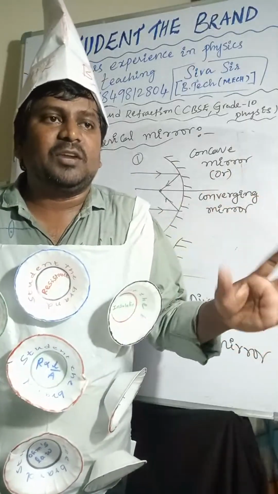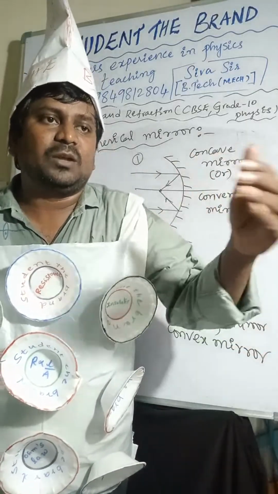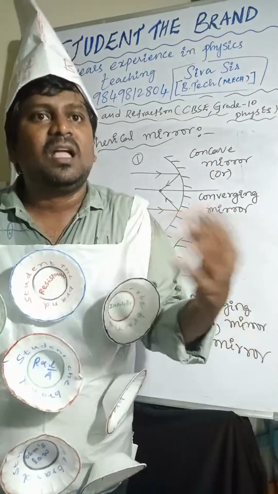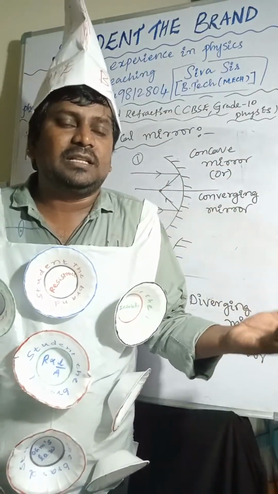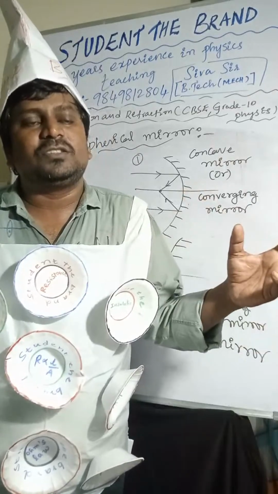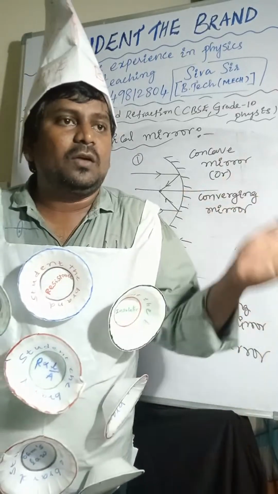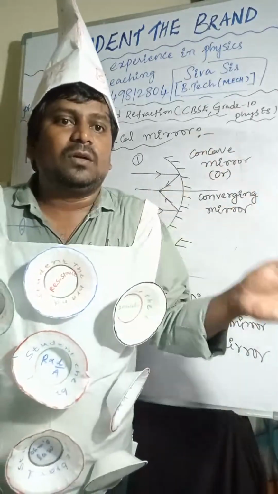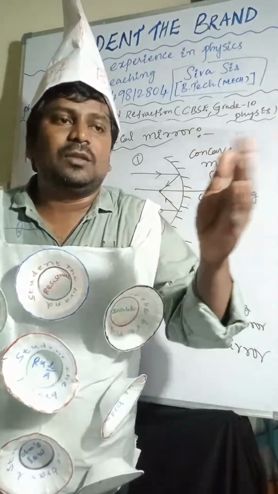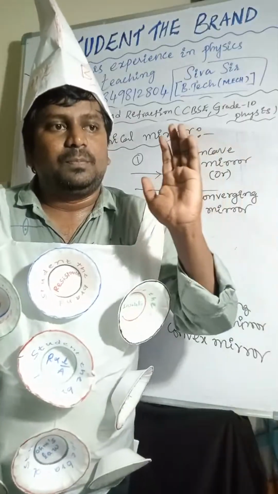Coming to the potential difference. Potential difference is the work done to bring a unit positive charge from one point to another point within the conductor. Electrical potential is the work done to bring a unit positive charge from infinity to the required point in the field. V equals W by Q. So 1 volt equals 1 joule per 1 coulomb. So that is potential difference.